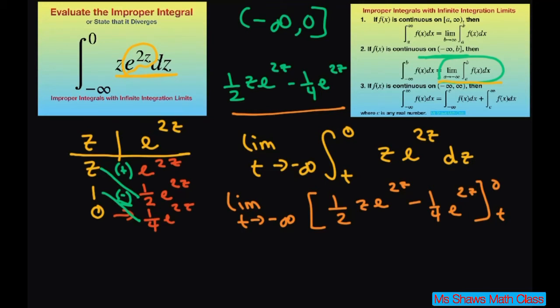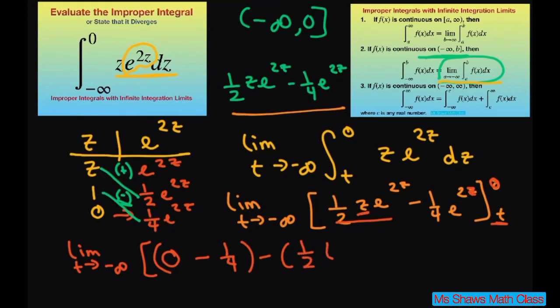All right. So what we get is the limit as t approaches negative infinity. And we're going to use 0 first. So when you plug in 0, this first term we get 0 minus, 2 to the 0 power is 1. So we're just going to get negative 1/4 here. So that's the first part. Now let's do the t part. So then we're going to get minus 1/2 and substitute in the t for the z. All right. Now, when you take the limit of this part, you're just going to get negative 1/4.